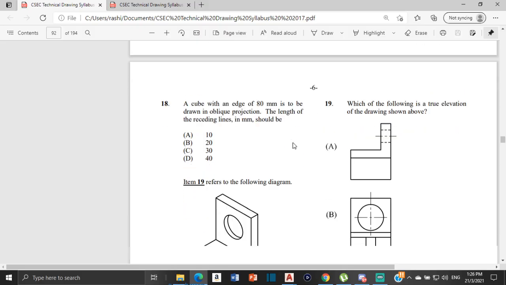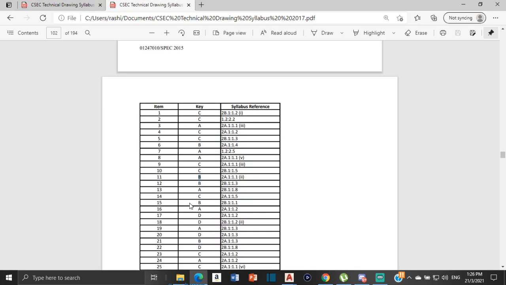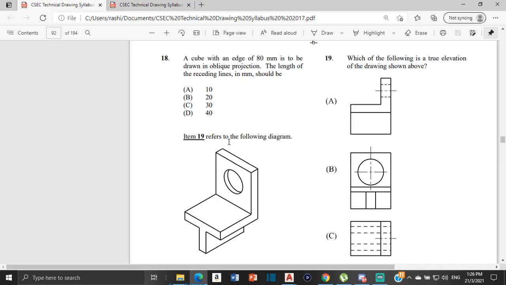Now for number 18, it says a cube with an edge of 80 millimeters is to be drawn in oblique projection. The length of the receding line in millimeters should be, and the answer should be D, 40. Yeah, number 18, and the answer is D, 40. Now, why is it 40?